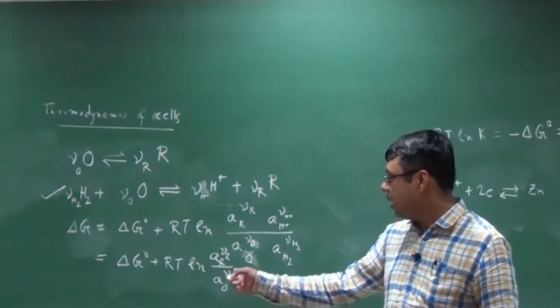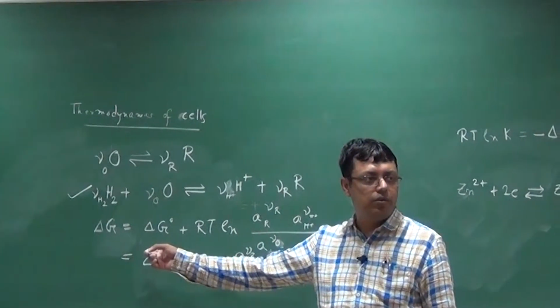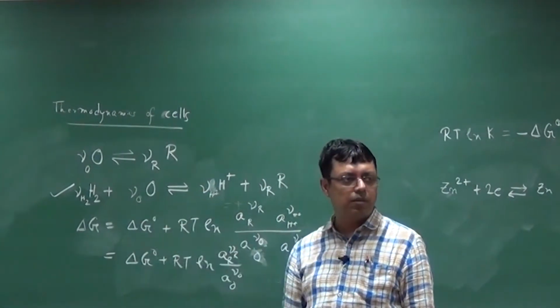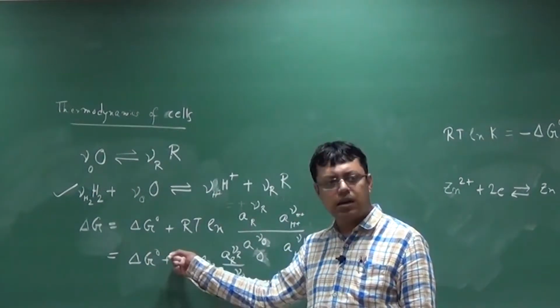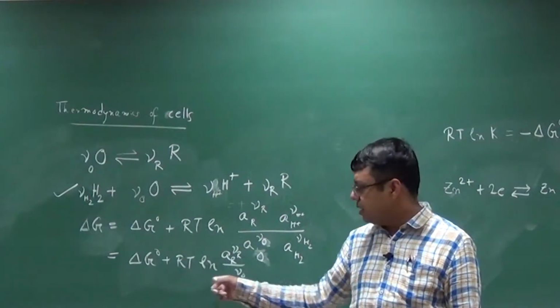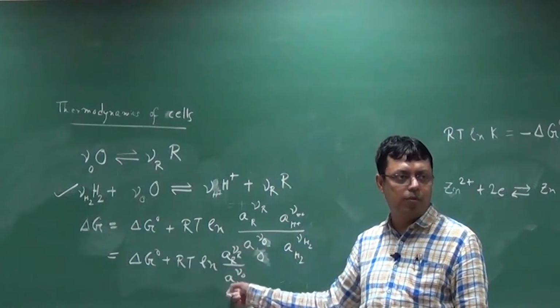If I just write it as delta G is minus nFE, I can write this as minus nFE0. So I'll just divide both sides by minus nF, and I'll have E equal to E0 minus RT by nF. Some people use this minus sign and plus sign and just write it as a_O by a_R.